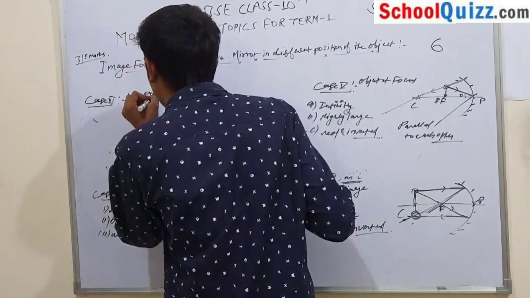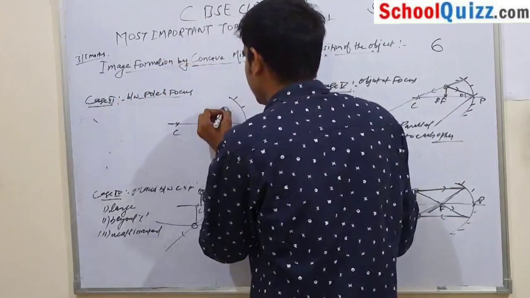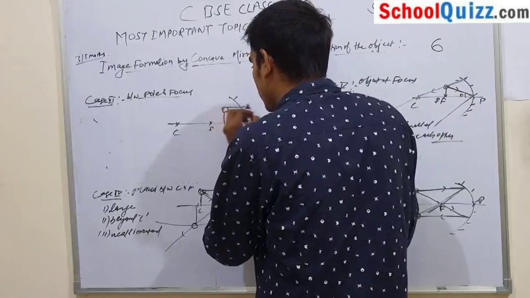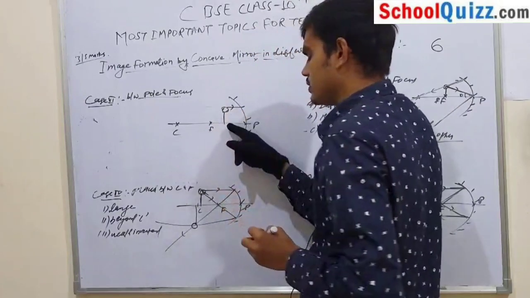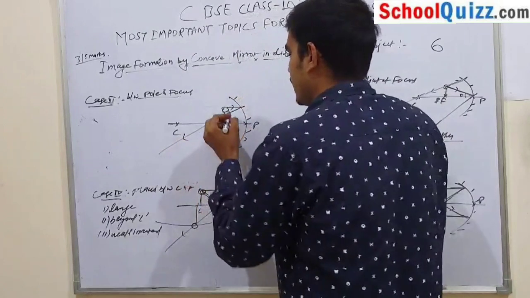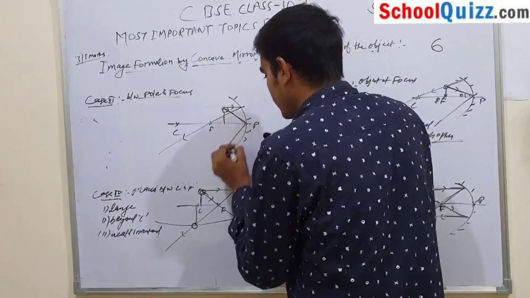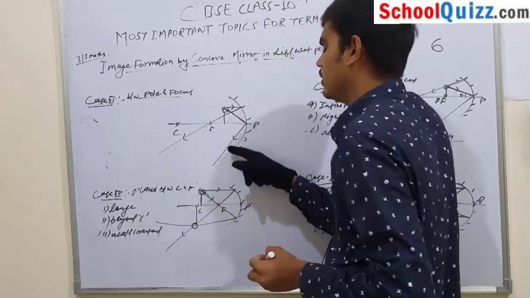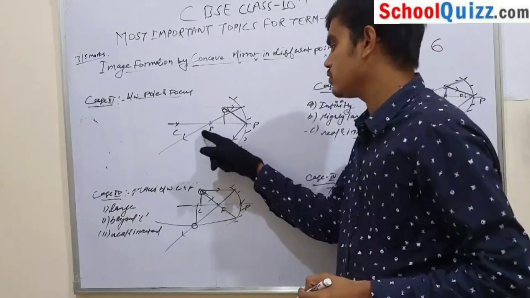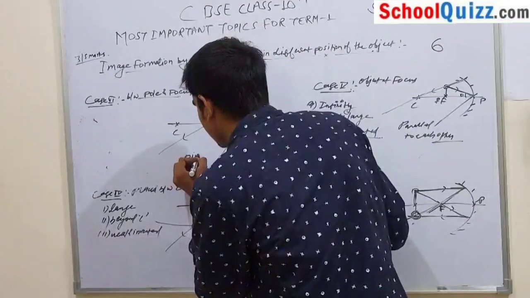Between the pole and focus. Okay, so draw a ray from the object which is parallel to the principal axis, and after reflection it passes through the focus, and draw another ray to the center of the mirror and it reflects like that. Now in this case these two rays are diverging in nature.